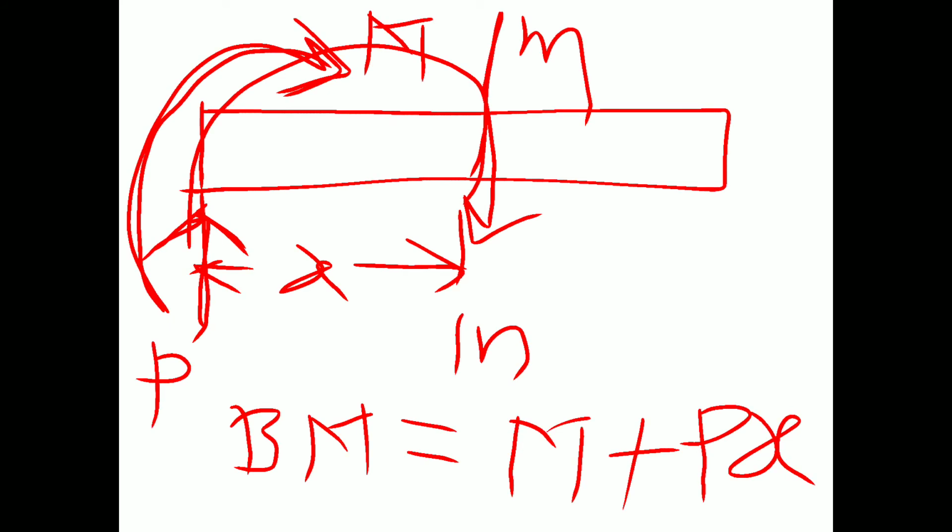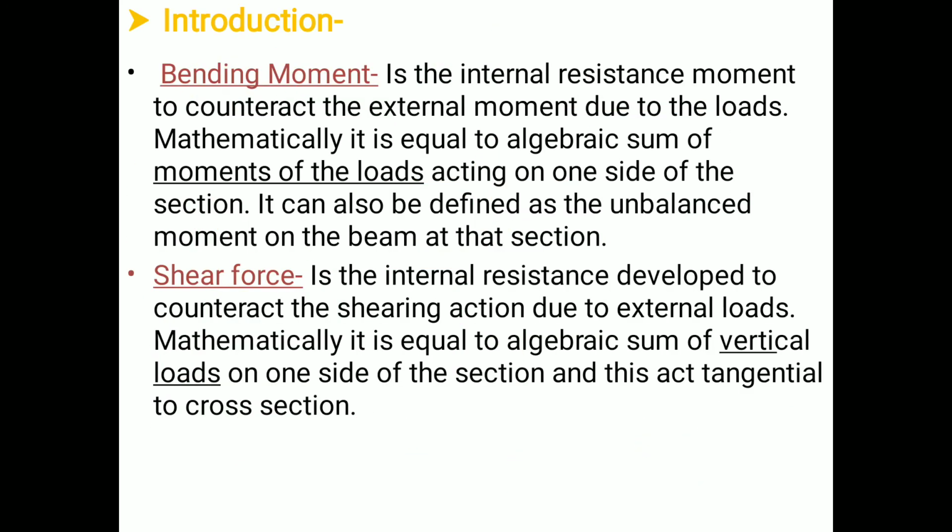Therefore bending moment, as per the definition, is an internal resistance developed by the section to counteract the external bending moment, and mathematically it is equal to the algebraic sum of all the moments which are acting on one side of the section. Remember that this bending moment is also known as the unbalanced moment acting on the beam section.